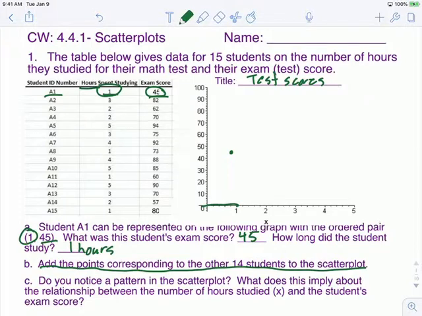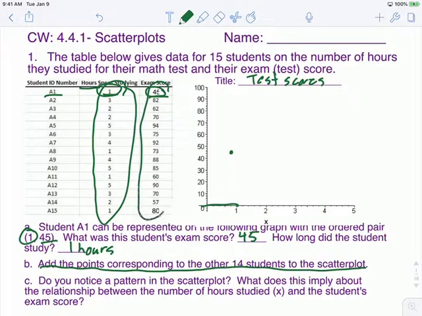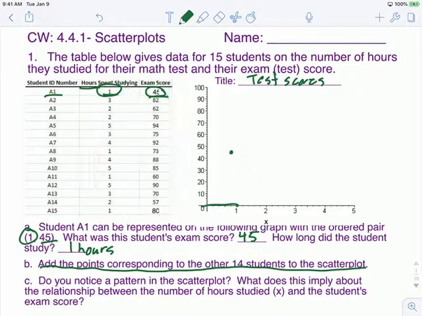So I'll have you pause the video here now and take a second to go through and add in the rest of these points here and the rest of these points here. So for example, if I was going to add my next one, I would go over to 3 hours. I go up to my score of 82. That would be something like here, and so on and so forth. So you can pause the video here.